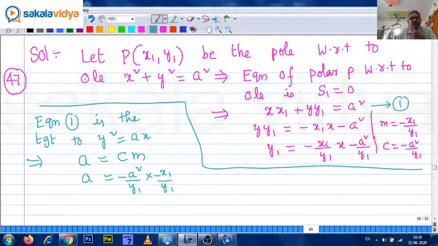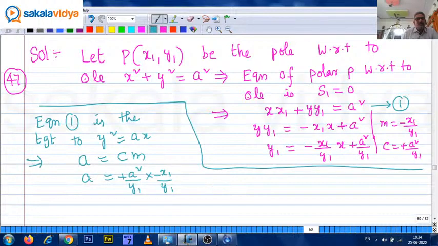C is equal to a by m. Here a gets cancelled. I did a mistake, so it is plus a square. Yes, exactly. This will be plus. Okay, plus a square, correct. So now this will be plus a square.